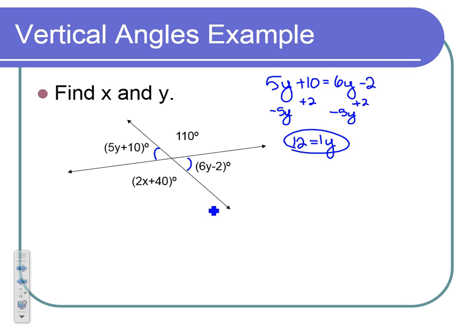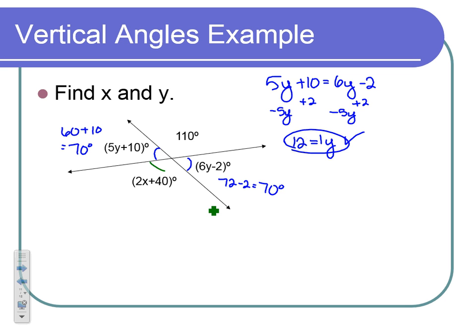So I can plug it into the 6y minus 2. So 12 times 6 is 72 minus 2. That should be 70 degrees. I'll plug it into the 5y plus 10. Well, 5 times 12 is 60 plus 10. I get 70 degrees. So I know my y value is good to go.